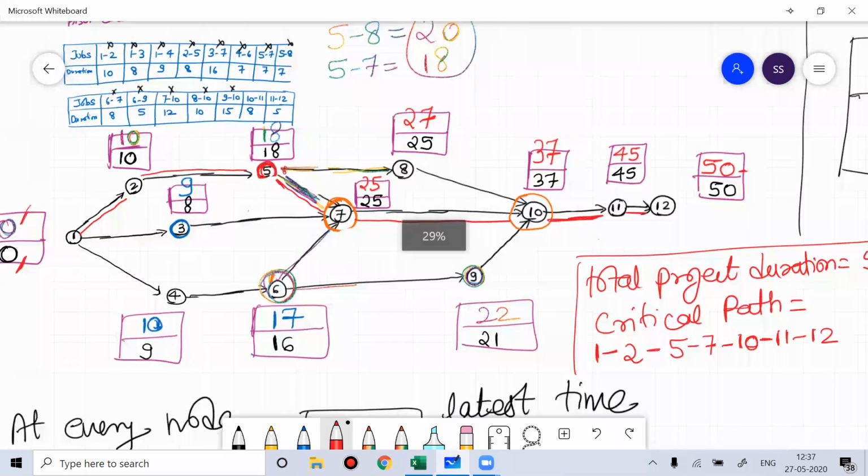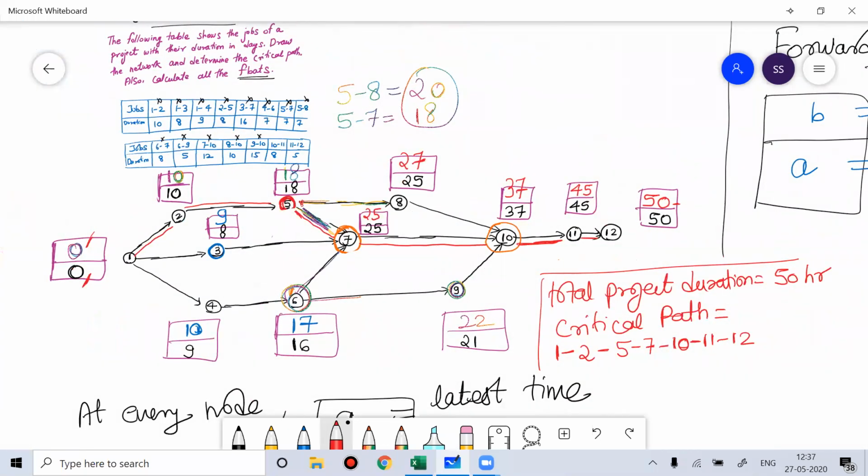So today we'll discuss only this much. Tomorrow for the same question, we'll do all forms of calculation. We'll do the calculation of total float, independent float, and free float. We'll talk about head event slack and tail event slack. Anyone have any doubt? So this is critical path.